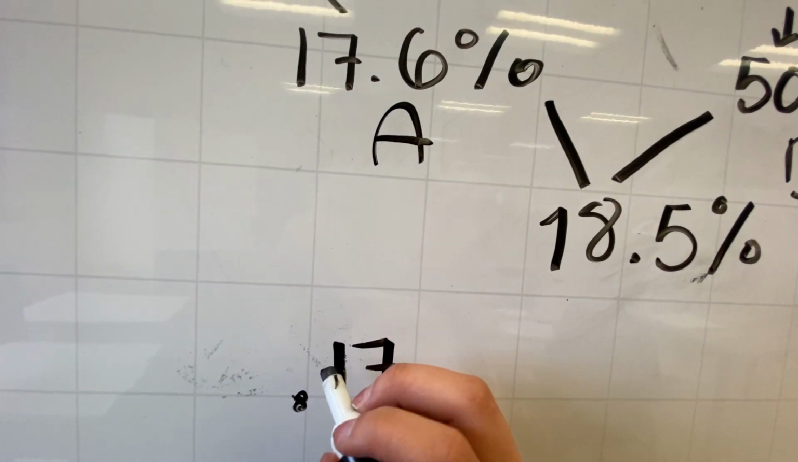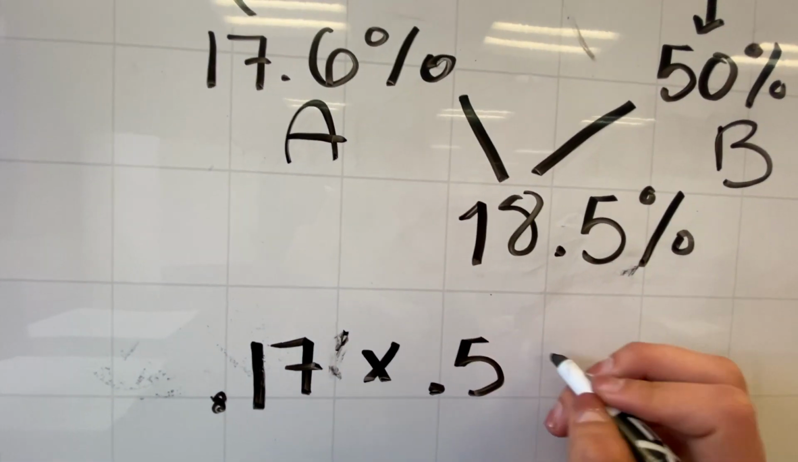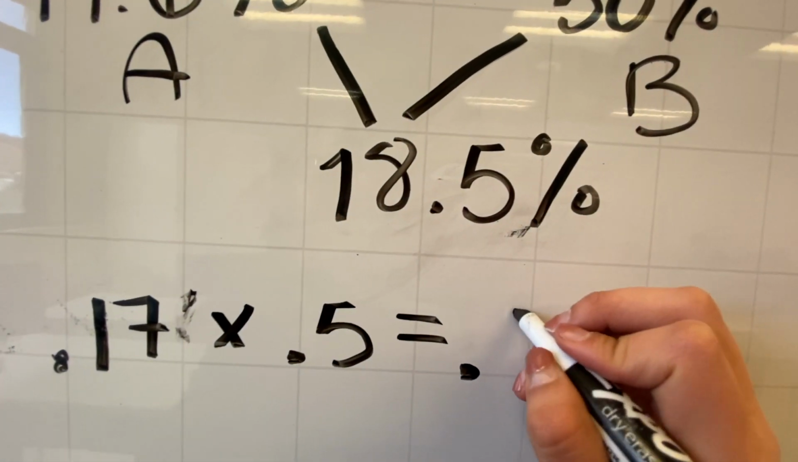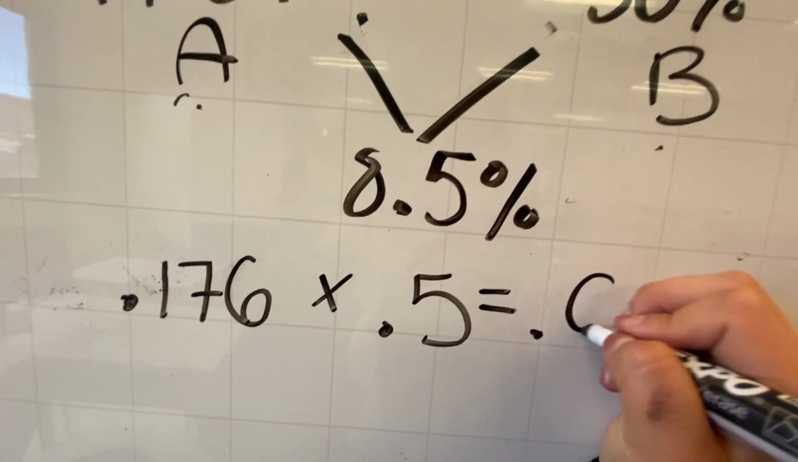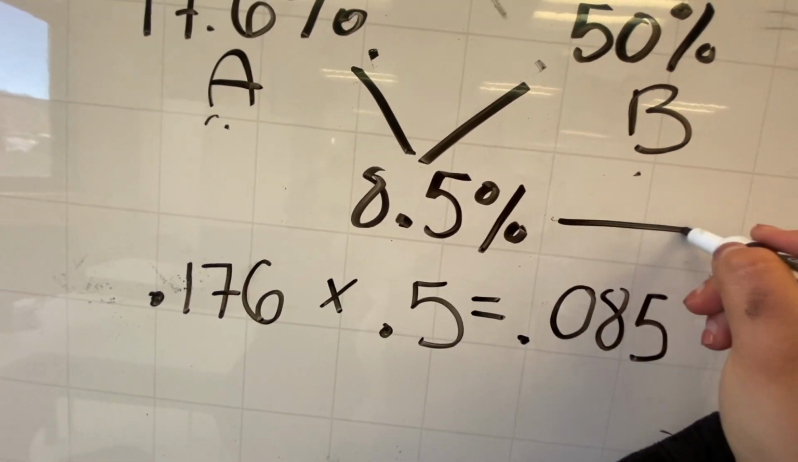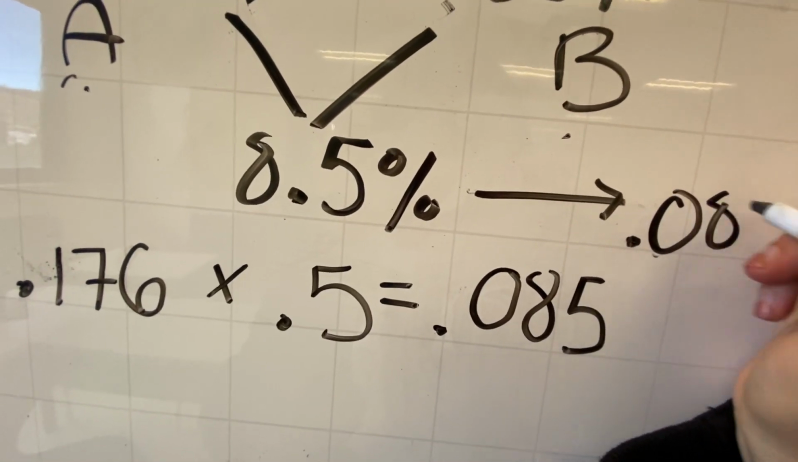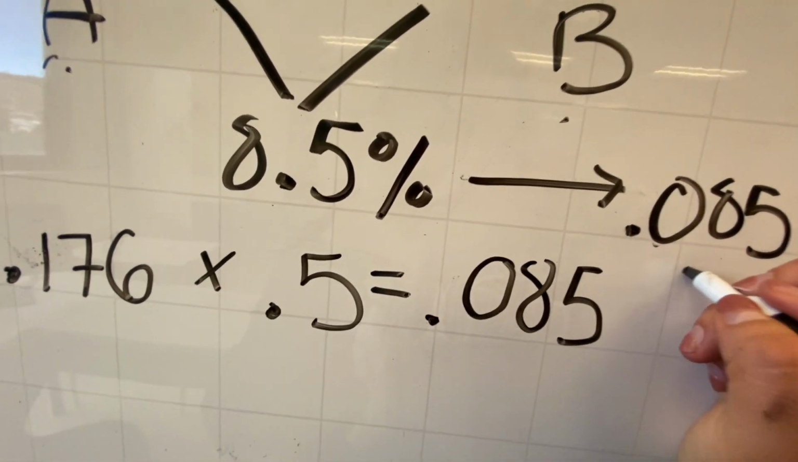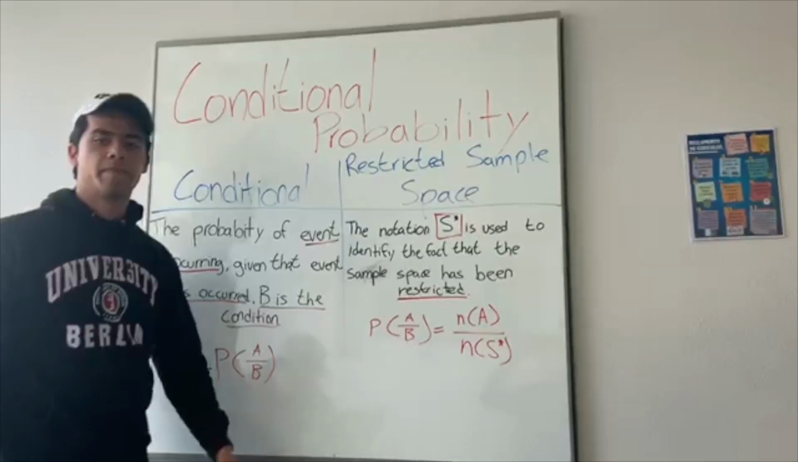Now we are going to transform the probabilities into decimals and do the same multiplication from the last example. And the answer for the multiplication is 0.085. And that is the same as the probability we get for both events. As we have the same result in both, that means that this is an independent event.